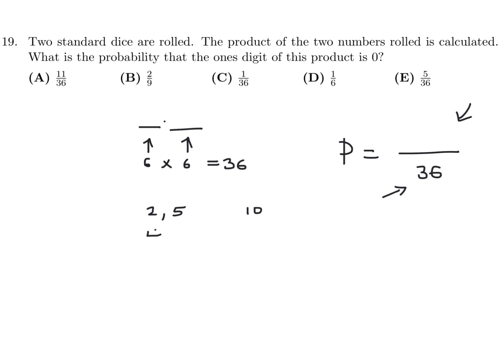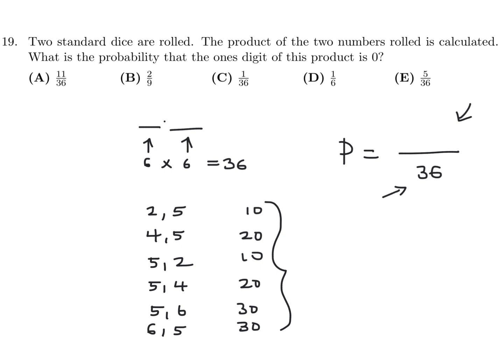4 and 5, that would be 20, I believe. And then 5 and 2, that would be 10. 5 and 4, that would be 20. 5 and 6, which would be 30, and I believe 6 and 5 would be 30. And I think that's it. I think those 6 are the only ones where the ones digit is a 0.